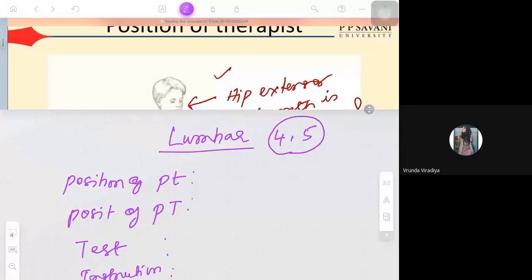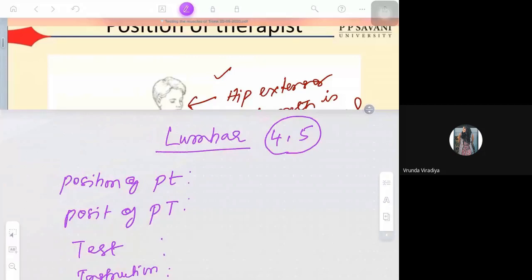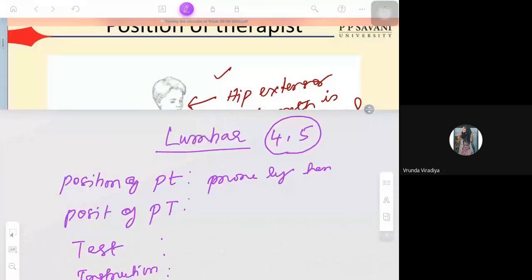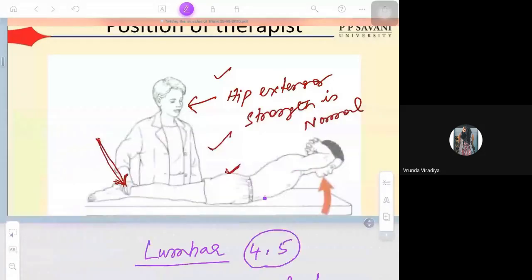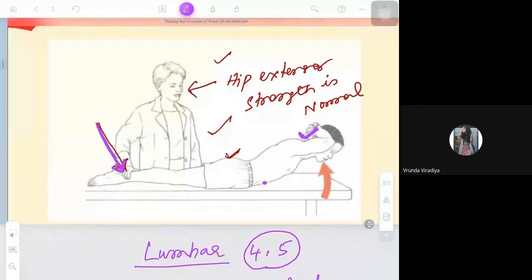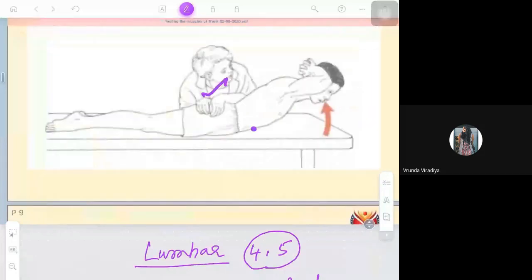Clear? And what is the position of the patient? He should stabilize the ankle. Sorry. Position of the patient is prone lying, hands clasped behind the head. Clear? That is what I had shown here, this position. If the hip extensor is strong, you will select this position. If the hip extensor is weak, you will select this position.